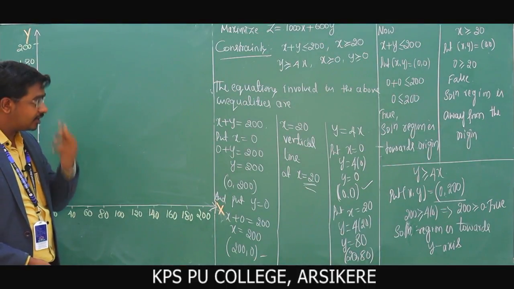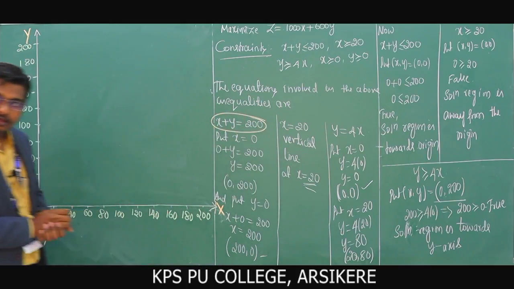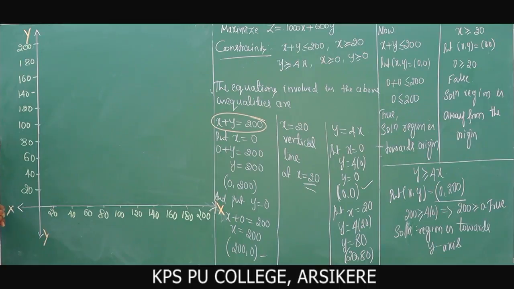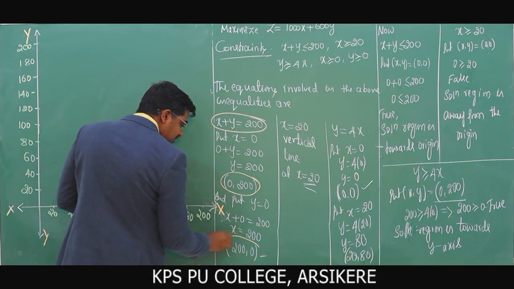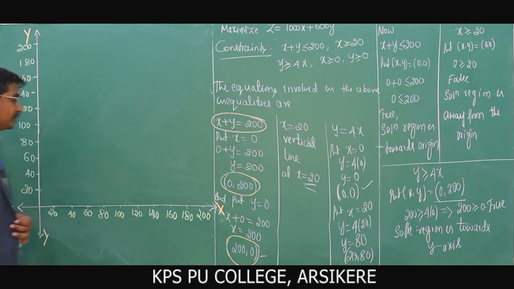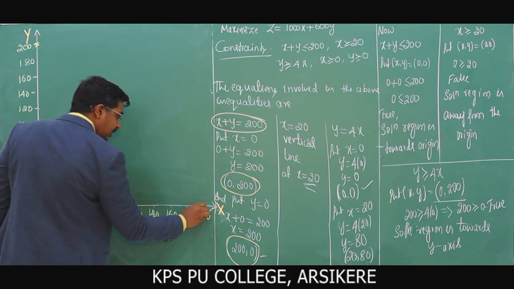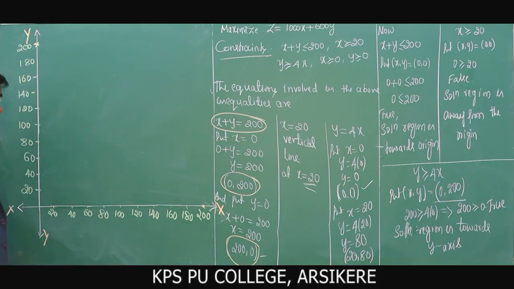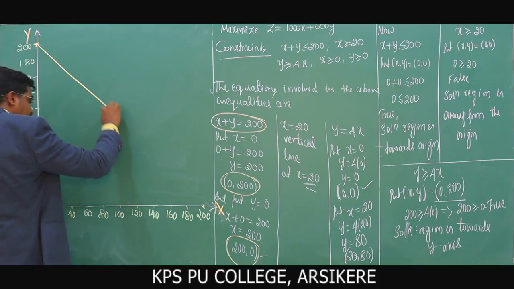So first we will draw the line x plus y is equal to 200. The line x plus y is equal to 200 has point of intersection with the y axis 0 comma 200 and with the x axis 200 comma 0. First take the points 0 comma 200 and 200 comma 0. Join these two points, using the scale while joining them.